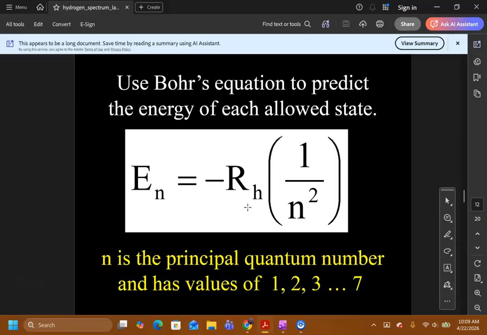points of light. So we're going to be using Bohr's equation, which is represented by here, and so to calculate the energy, you're going to use Rydberg's constant and then the values of the energy, and these values are the principal quantum numbers that we talk about in lecture 1 through 7.